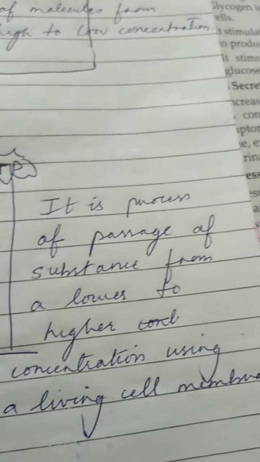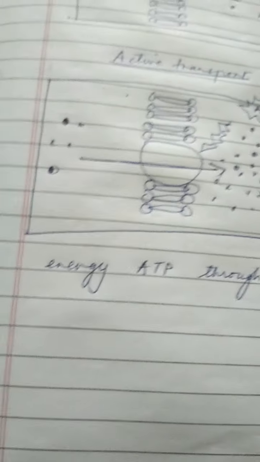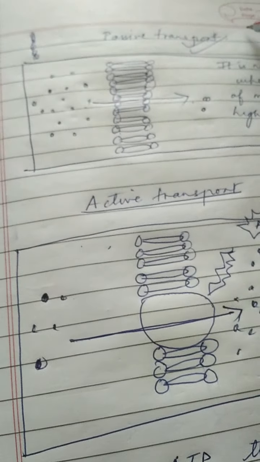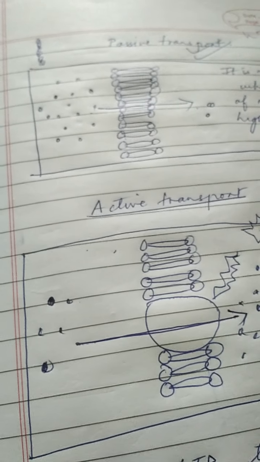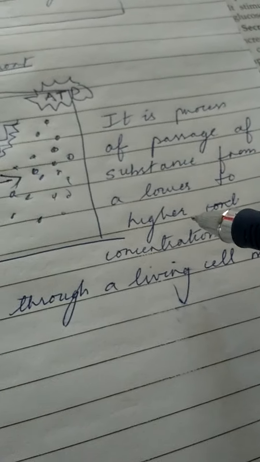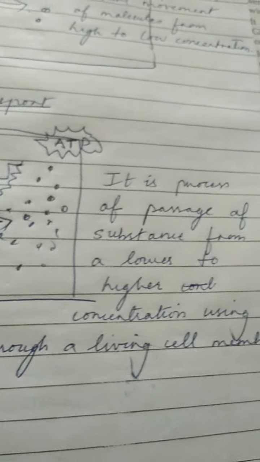Next, active transport. Active transport is a little bit different. It is a process of passage of substance from a lower to higher concentration using energy, ATP, through a living cell membrane. So just the opposite. In all the topics that we have done, the water tends to move from high to low, except for active transport. Here the water tends to move from low to high concentration, but it uses energy, ATP, through a living cell membrane.